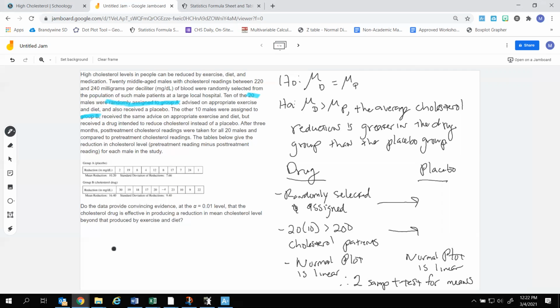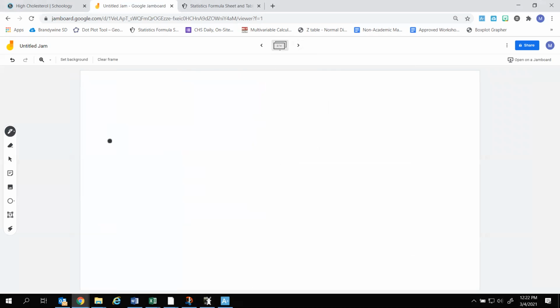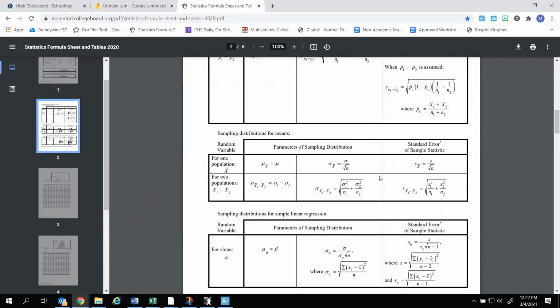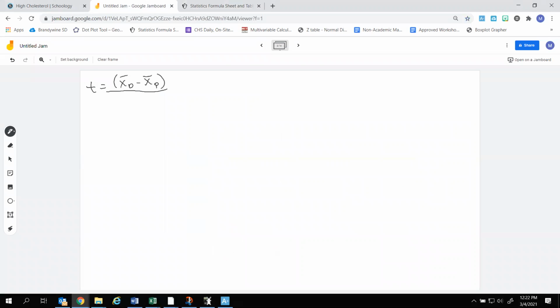All right. So we've named the test. Now we're getting into the test statistic and that kind of fun stuff. Our test statistic is going to be the average of the drug group minus the average of the placebo group, divided by our standard deviation. If we hop over to our formula sheet, we're checking for two populations. It's this one right here. It's going to be the square root of standard deviation of the drug group squared over sample size for the drug group, plus standard deviation of the placebo group squared over sample size for the placebo group.